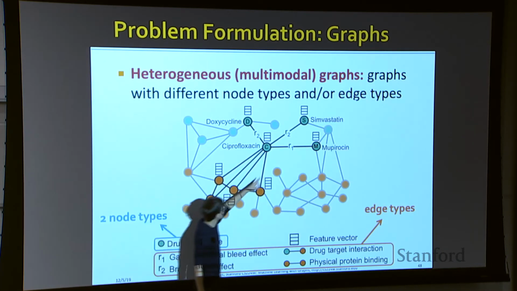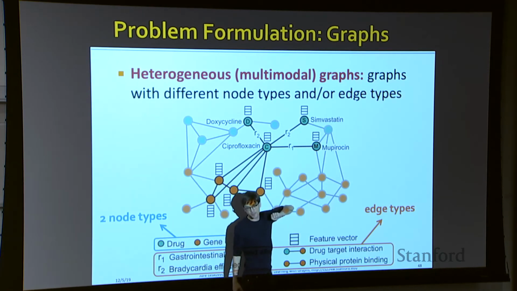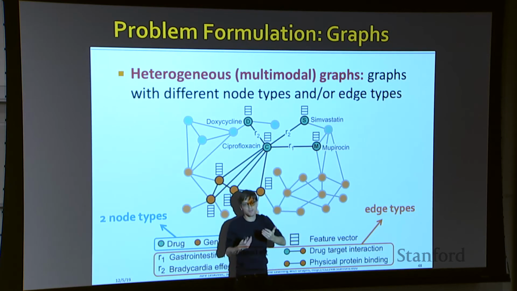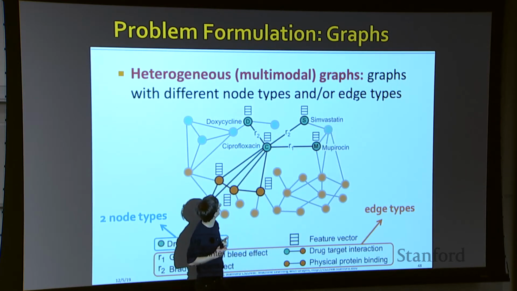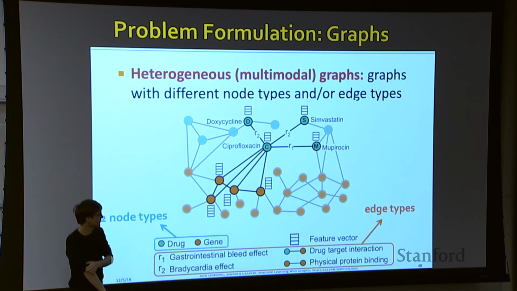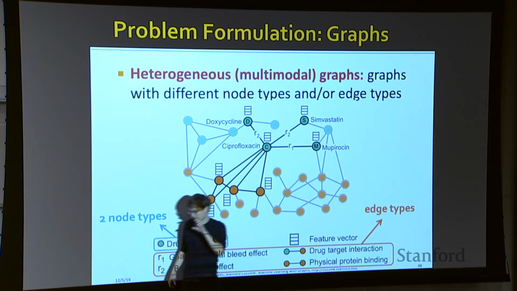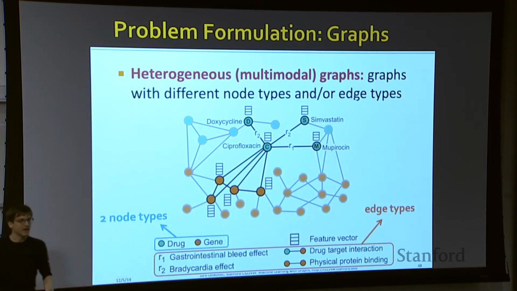Now, what are the edges between the drugs? The edges between the drugs are the side effects. This would say if you take drugs C and M, then side effect number 1 will appear. While, for example, if you take C and D, side effect number 2 will appear. And of course, every drug will have a feature vector associated with it that tells us about properties of that drug.